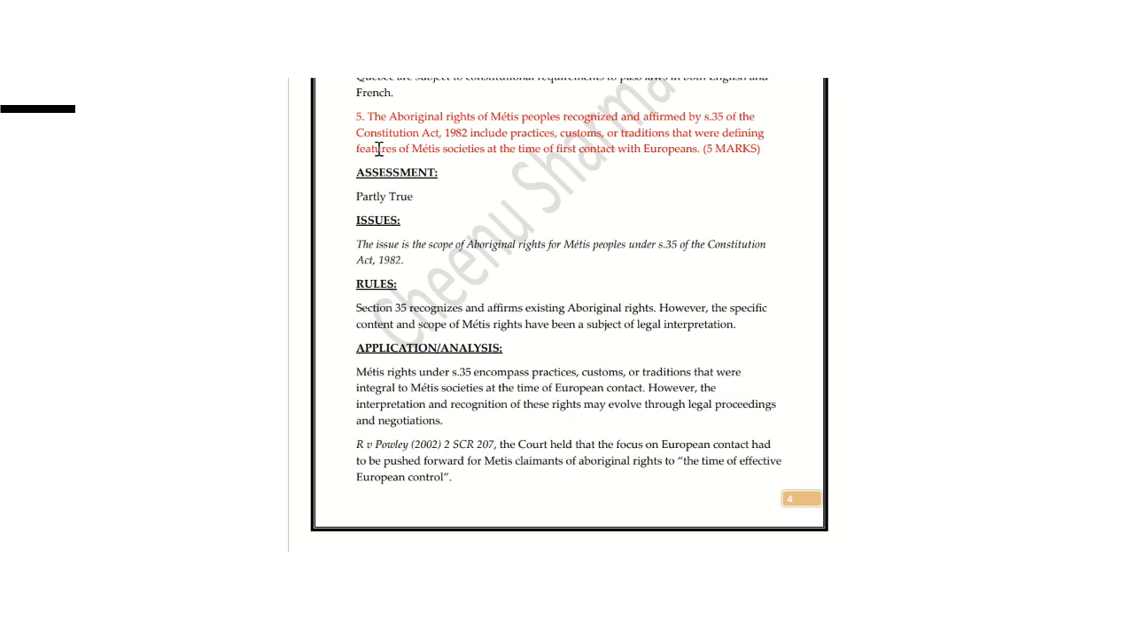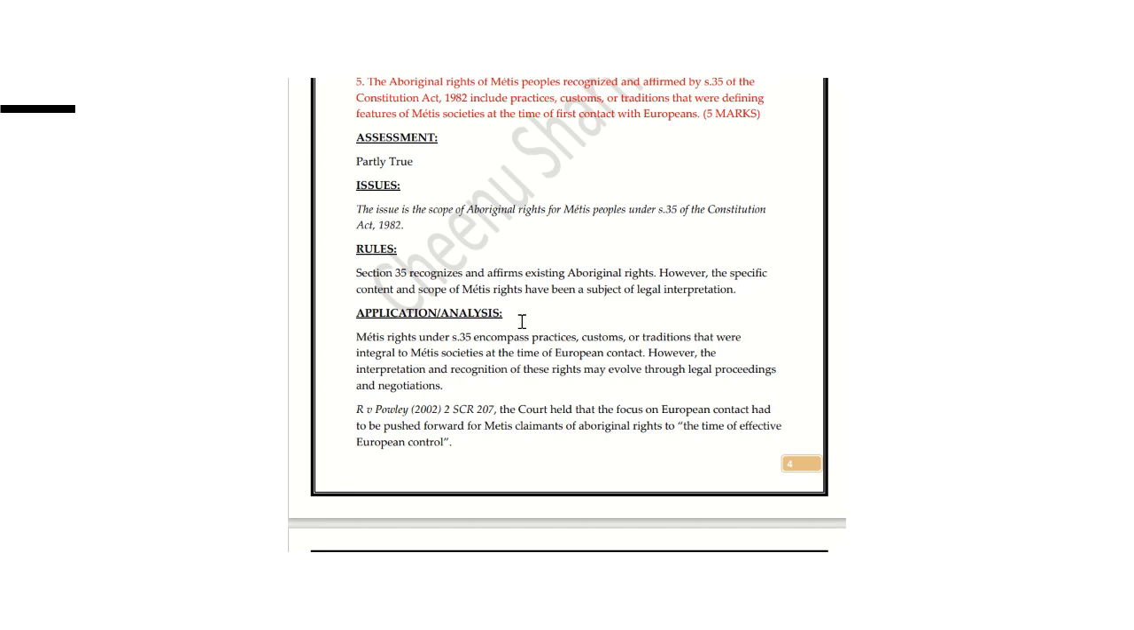So this statement is saying that Aboriginal rights of Métis people are recognized and affirmed by Section 35, which include practices, customs and traditions that were a defining feature of Métis society at the time of first contact with Europeans. So the issue is the scope of Aboriginal rights here under Section 35.